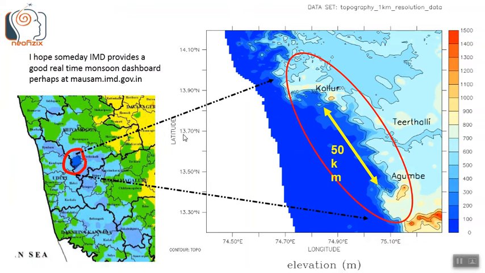Anyways, these are the graphs and maps that I expected to see to get a decent overview of the progress of monsoon. I hope someday IMD provides a good real-time monsoon dashboard, perhaps at their official website mosam.imd.gov.in, with some historical data archive. Now let us take a brief look at what the IMD offers today.